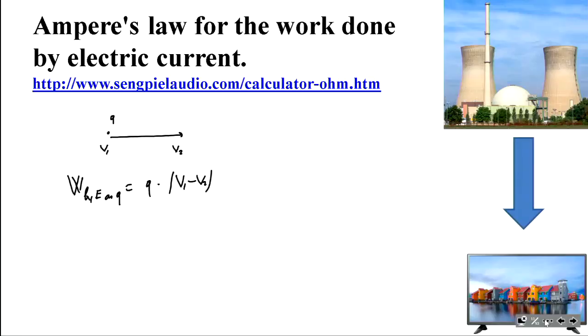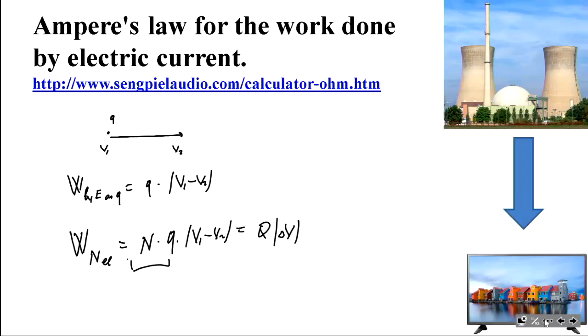So, if we wait a certain amount of time, many electrons travel, right? So for each electron, this amount of work is done. But for n electrons, we just have to multiply this amount by n. But this actually represents what? Just the total charge traveling through the wire. So this is how we can calculate the work done by the electric field on electrons.